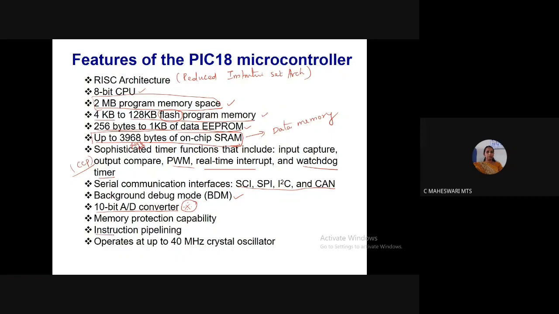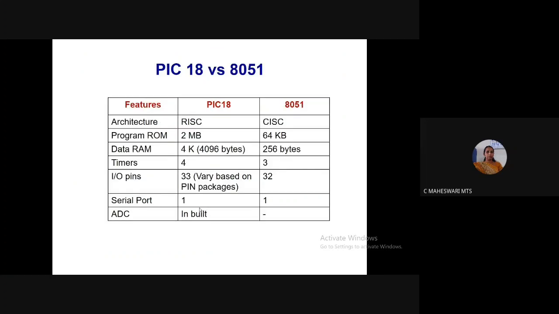Okay, it has instruction pipelining. The maximum crystal frequency is 40 megahertz. Memory protection capability is available with it. Okay, so these are the features of PIC18 microcontrollers. So how do you compare PIC18 versus 8051 microcontroller?